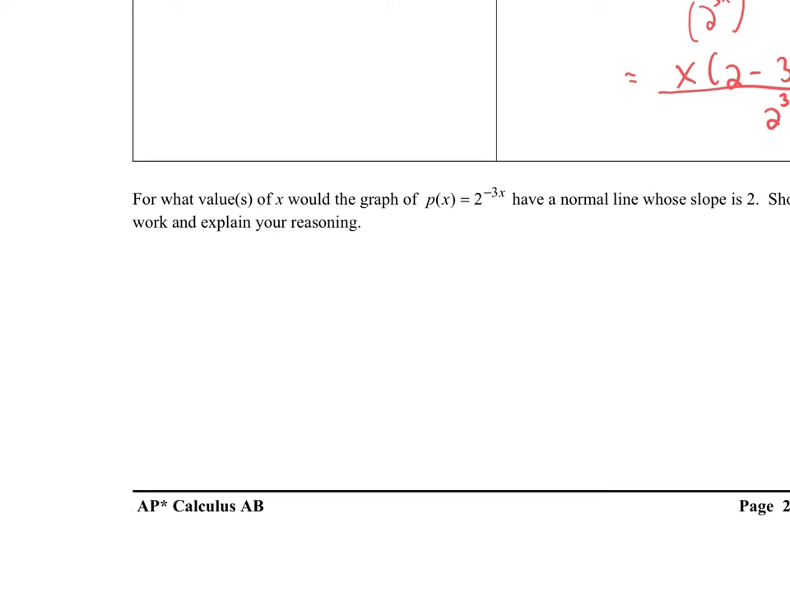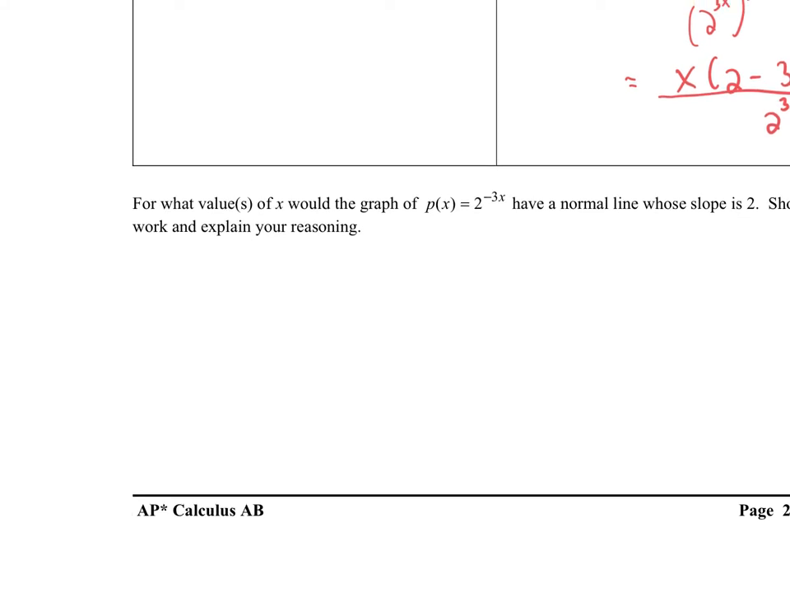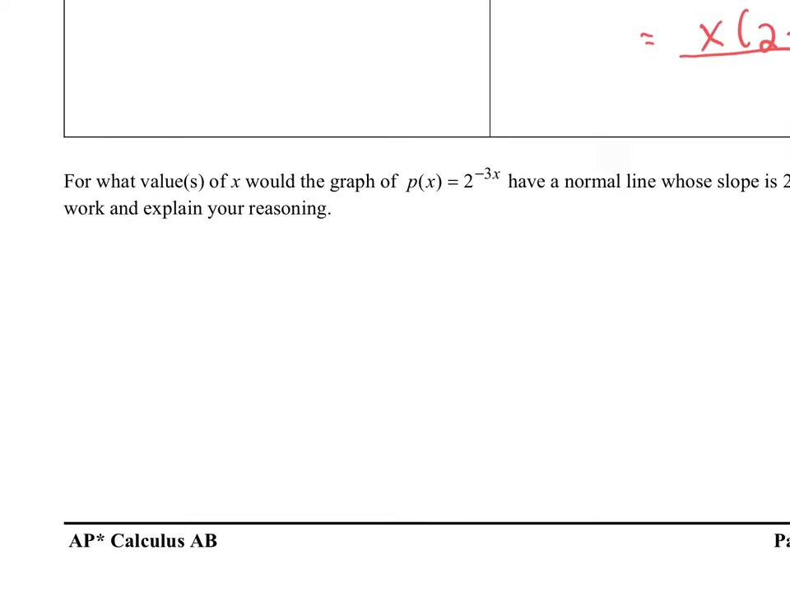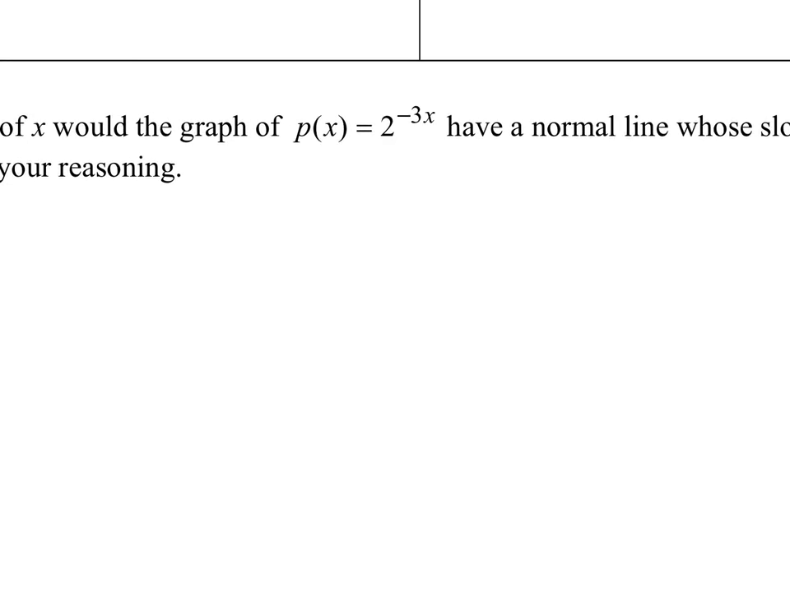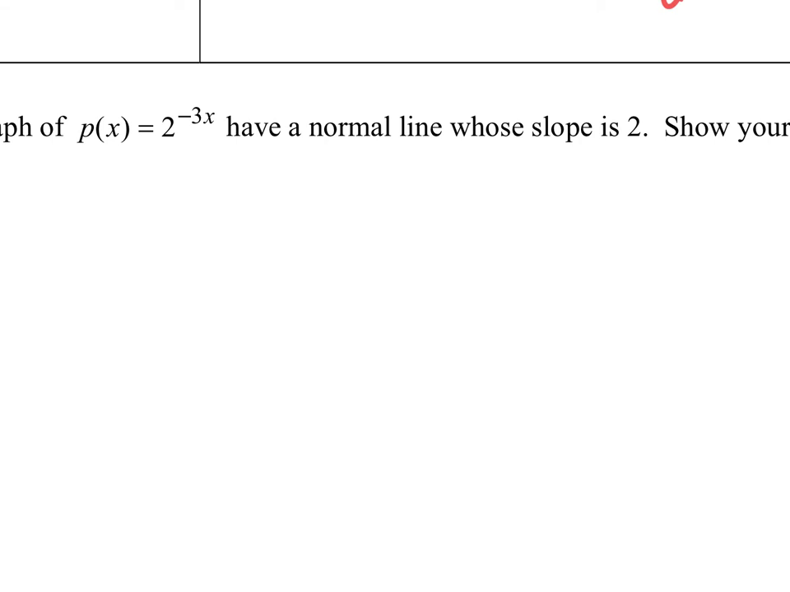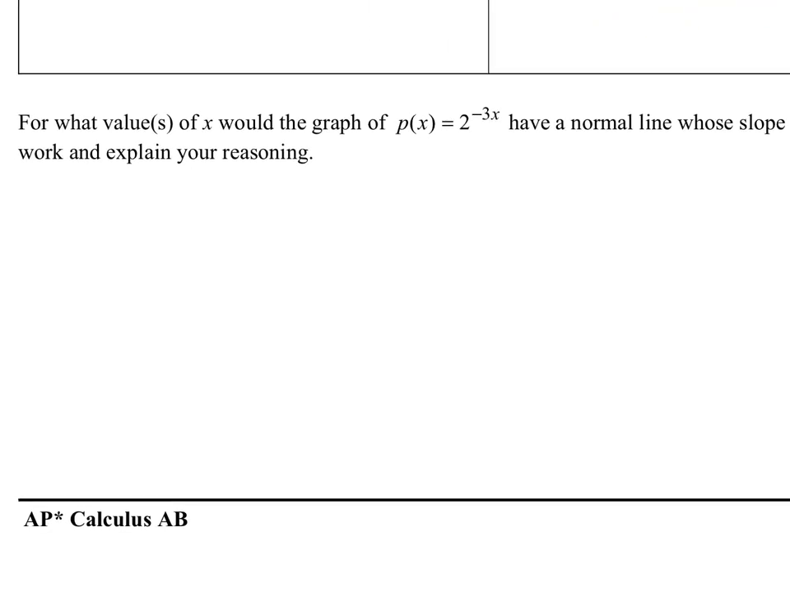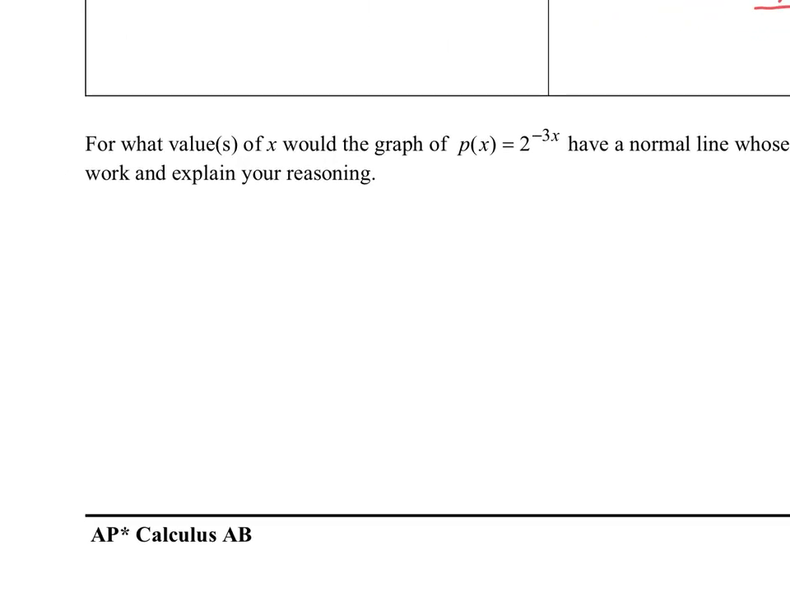Last problem on the page. Is there another good logarithmic? For what values of x would the graph of 2 to the negative 3x have a normal line whose slope is 2? All right, this is a very good problem. Normal means perpendicular to the tangent. Perpendicular to the tangent. So I need to have the slope of the tangent.